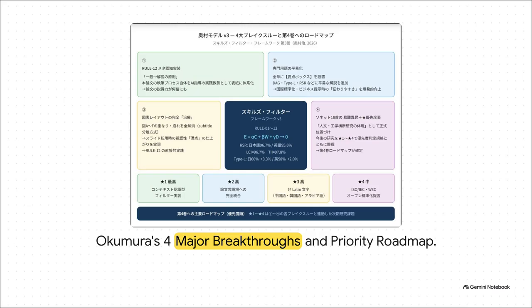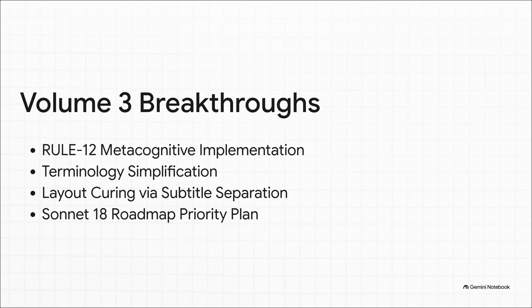So the crucial point is that with this mathematical foundation in place, Okumura's Volume 3 research achieves some truly remarkable things. This framework moves far beyond just technical bug fixes. It establishes a super robust methodology for how AI-generated visuals should be handled globally, and outlines 4 major breakthroughs that chart a very clear course for the future of AI tooling. Let's rapid fire through these 4 real quick.